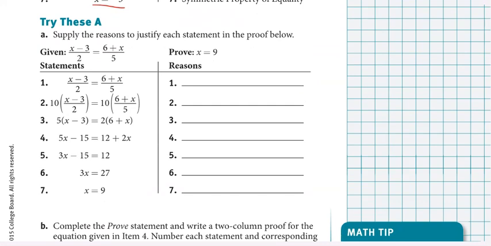All right, now that you've given it a chance, let's see how far you got, if you got stuck, or if you got the right answer. Great job. So first one, this is the given. The first thing we put here is given. From here, it looks like they multiplied both sides by 10. So this whole thing got multiplied by 10. This whole thing got multiplied by 10. So multiplication property of equality.